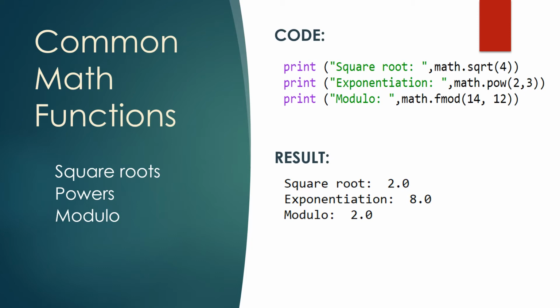14, 12. What it's saying is take all the groups of 12 you can out of 14 and tell me how many numbers are left. So if you take 12 out of 14, you're only left with 2. Well, when you use the fmod function from the math module, it gives you the answer back as a floating point value. So that's interesting to note too.